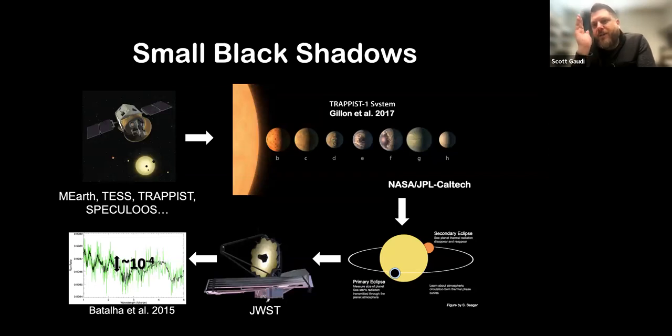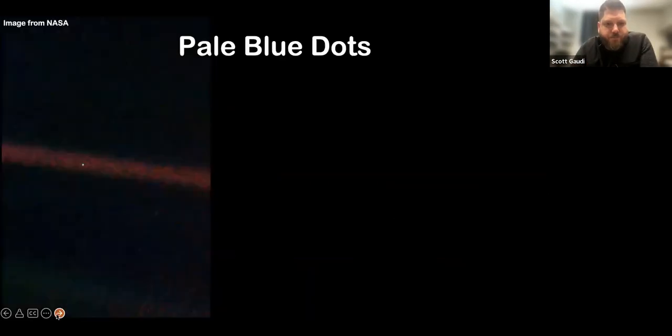We can do some of this from current facilities, but JWST promises to revolutionize that. And we have some chance, depending on who you ask and how optimistic or pessimistic you are, of characterizing potentially habitable worlds around these low mass stars, and maybe even finding evidence for biosignatures. I'm not going to wade into that debate because it's not really my field of expertise.